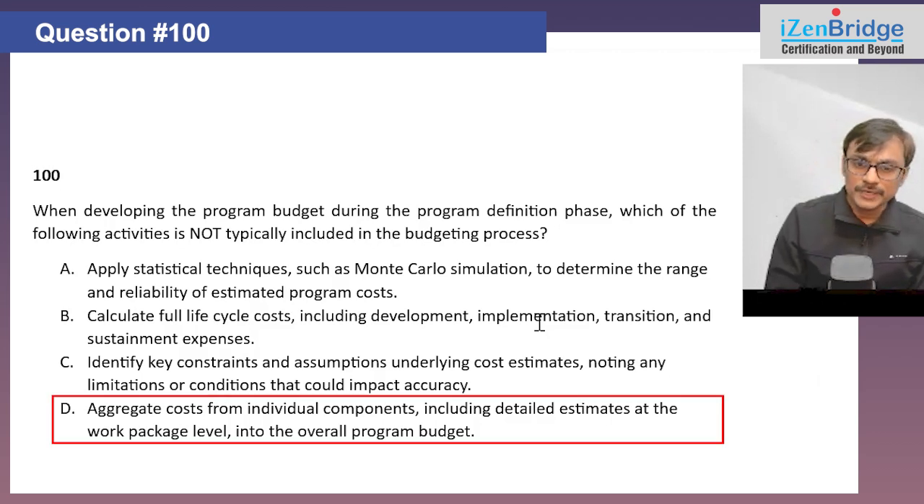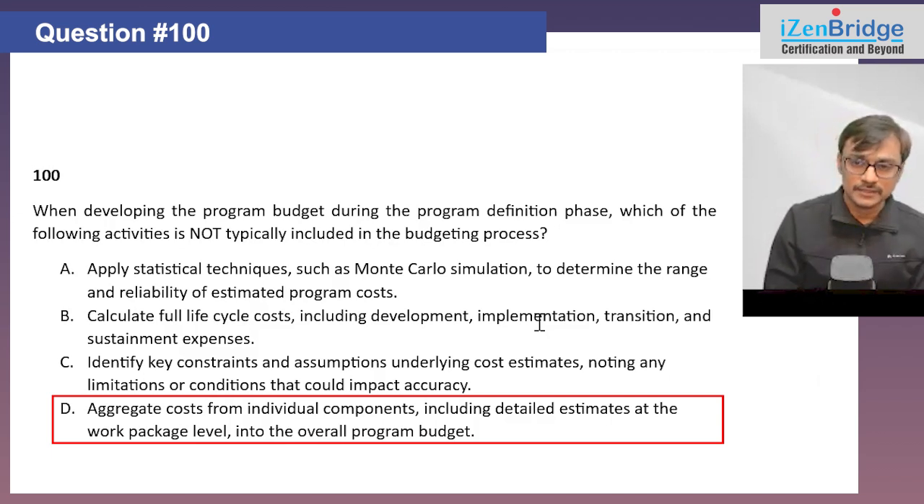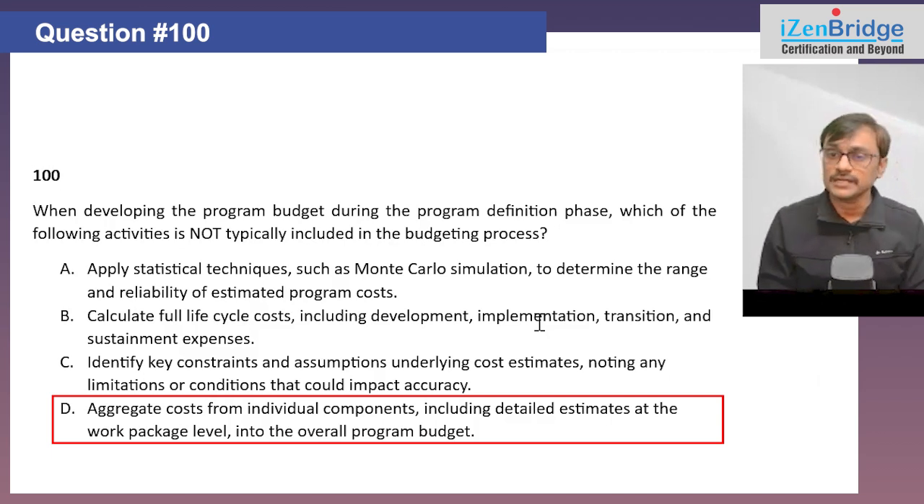Option D, aggregate cost from individual components, including detailed estimates at the work package level into the overall program budget. This you don't do at a program definition stage. You may have a situation when you move forward, then the component budgets will keep getting updated, and you need to integrate the component level estimation in your program level estimation at a later stage. But at this point in time, you don't have visibility of component level WBS and their work packages. Components are not necessarily authorized at this point in time. In general, from a program lifecycle, understanding the component authorization happens during the program delivery phase.